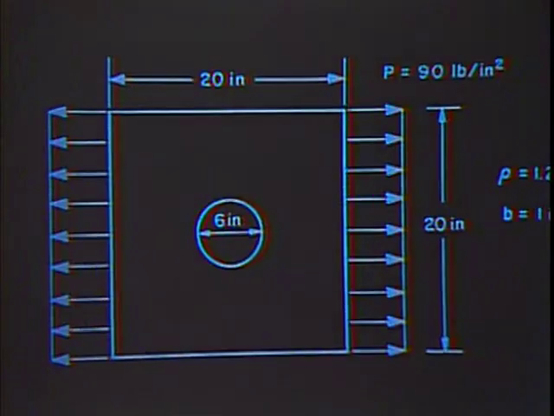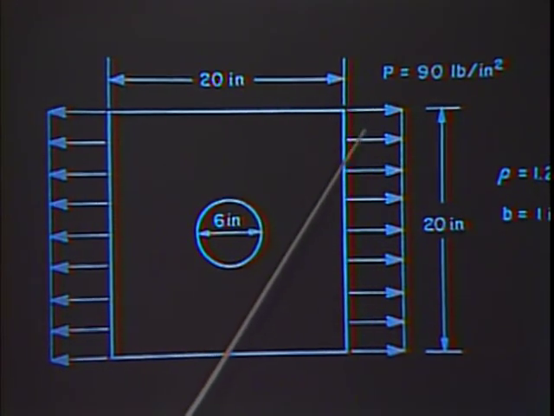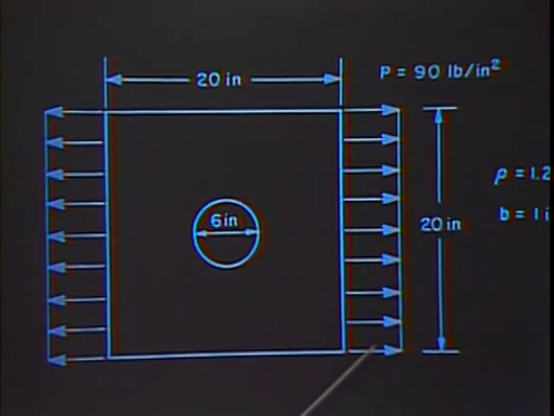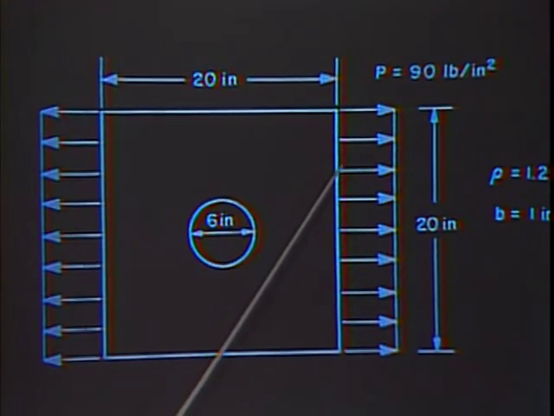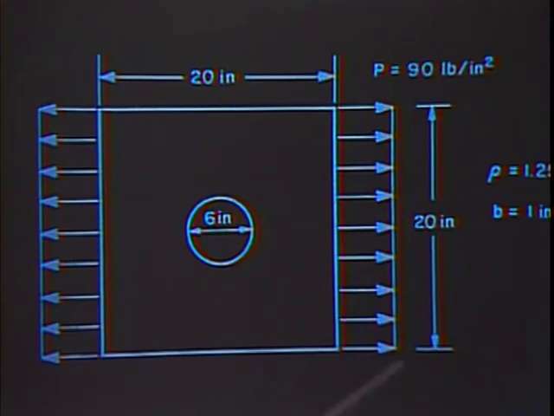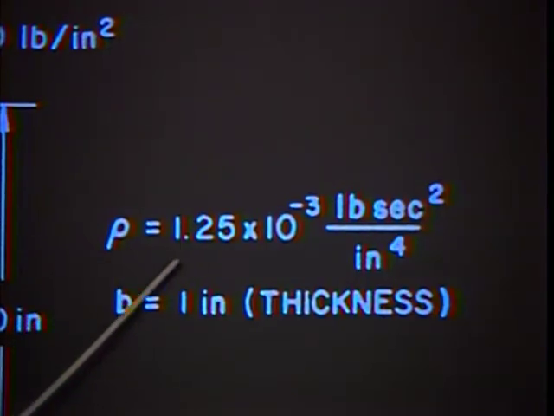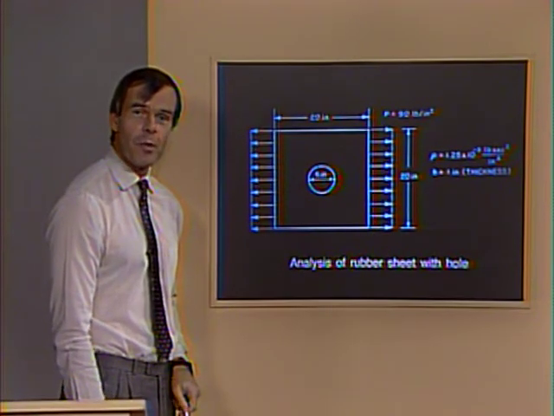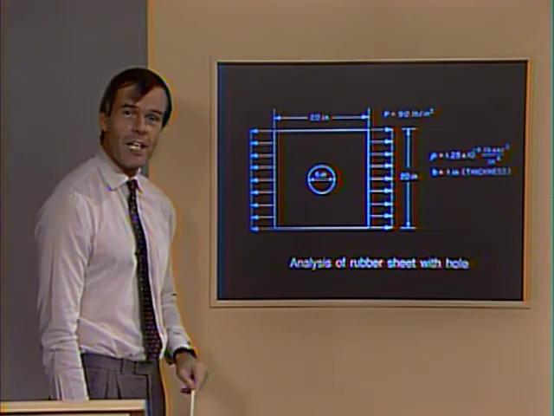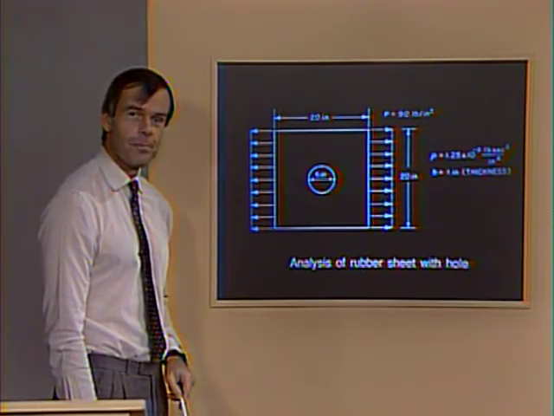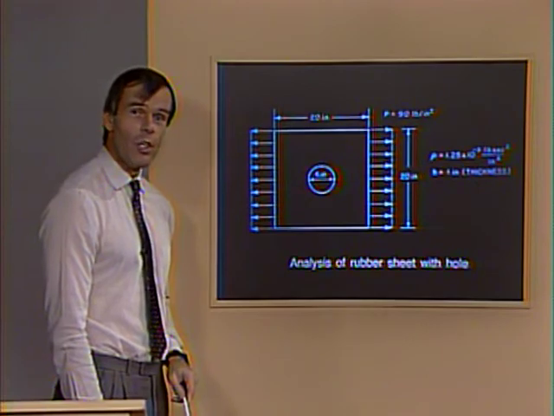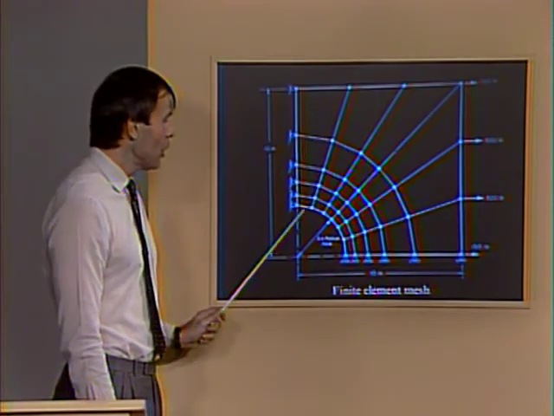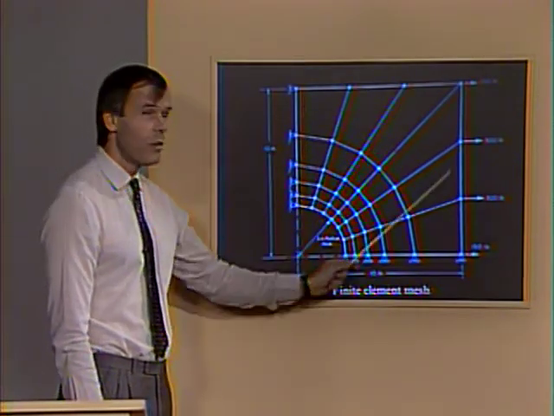Notice the sheet is subjected to a uniformly distributed pressure on the left-hand side and on the right-hand side. The mass density is given over here also, and the thickness of the sheet is given here as well. We will use the mass density later on when we also look at the results of a dynamic analysis. The next slide now shows the finite element mesh that we used to model 1/4 of the sheet.